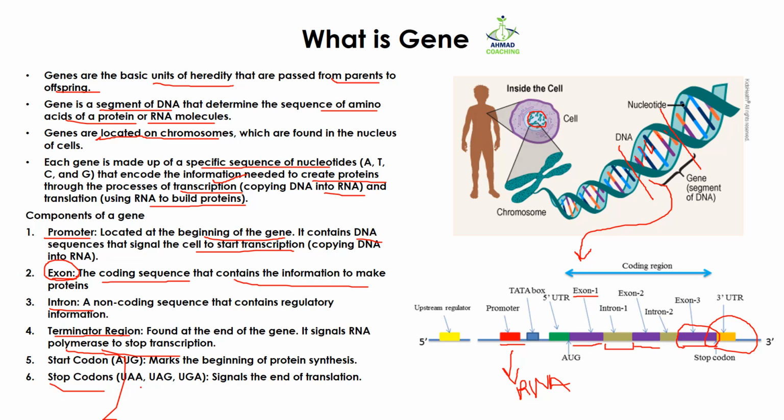So they signal the termination of translation or transcription depending on what kind of codons are present. If it's present in RNA, they are going to stop translation, but if it's present in DNA or gene, they are going to stop transcription. Along with this, we also have the start codon, which is known as AUG. It is present at the beginning of the gene, and it is responsible for starting protein formation or RNA formation by the process of transcription.